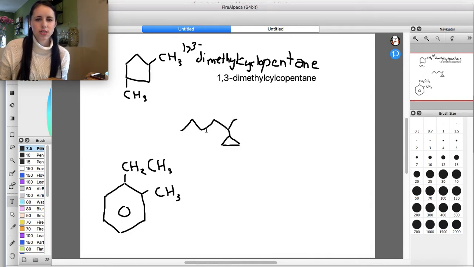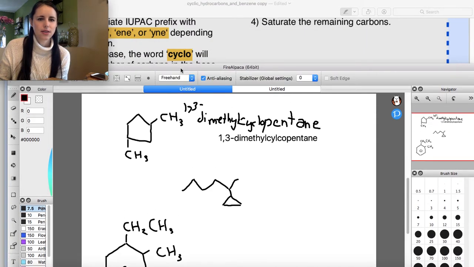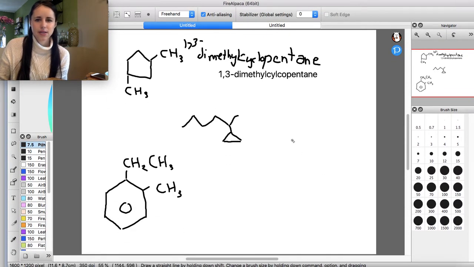So my straight chain is going to be my main chain. If I count my carbons in my straight chain, 1, 2, 3, 4, 5, 6, I've got, in this case, a hex. So I'm going to call this hex. They're all attached by single bonds, so we're actually going to call this hexane for single bonds.